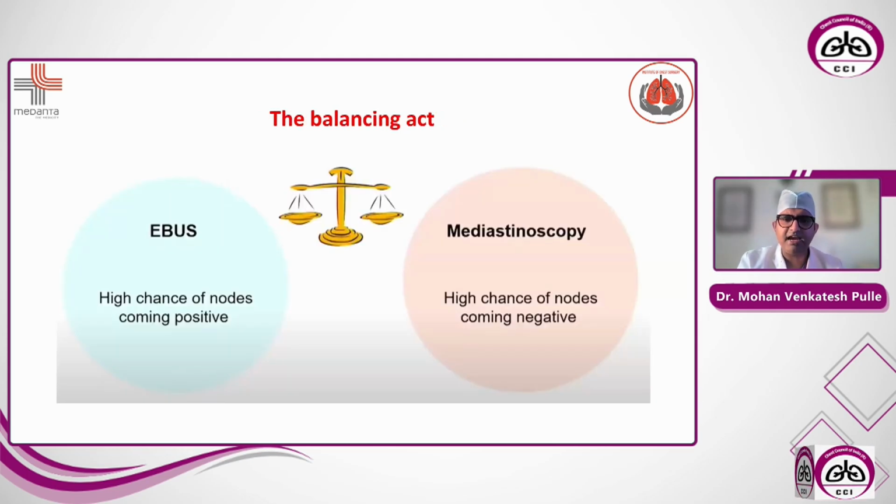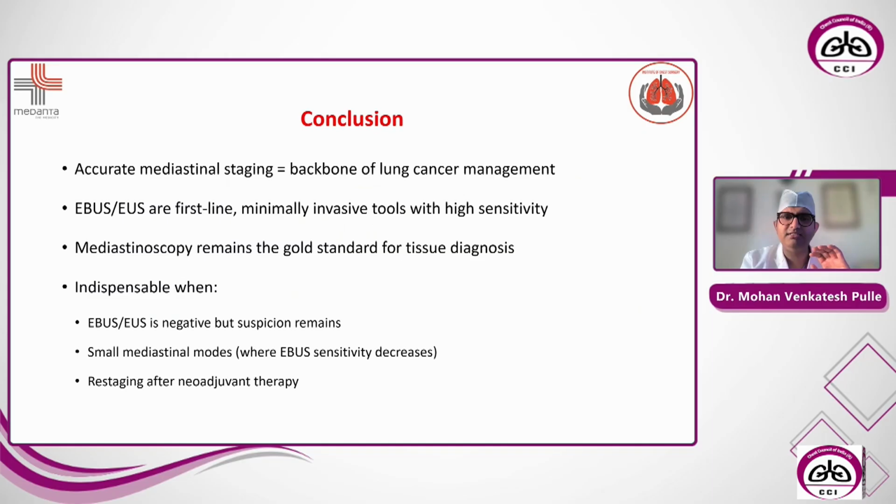So the balancing act, what we should do here is, if there is a node with a high possibility of coming positive, you choose EBUS. If there is a node with a possibility of coming negative, we should go for mediastinoscopy. So this is how we can balance the act here.